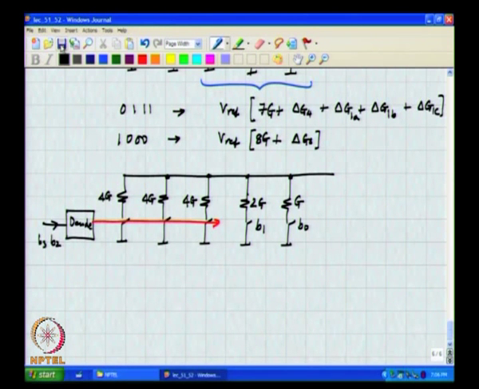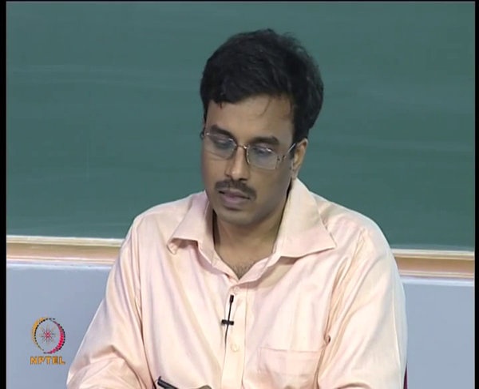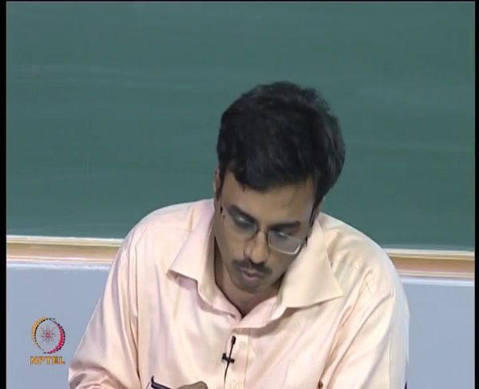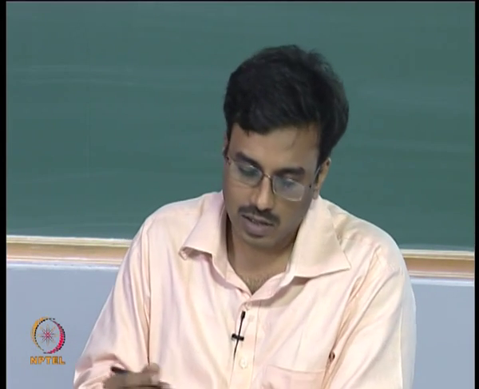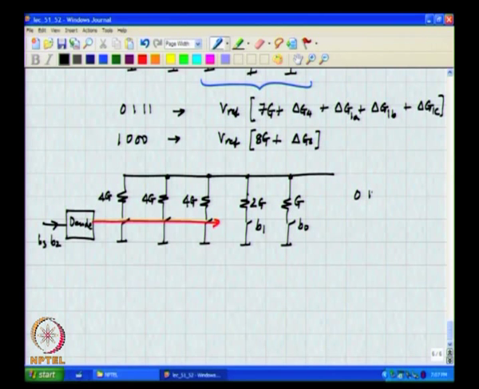Does it make sense? So, now what is the, within quotes, error in the step size at the major code transition? At the major code transition, in other words, when we go from all 0 followed by all ones, what is happening? Which all are on? This is on and one of these guys is on.